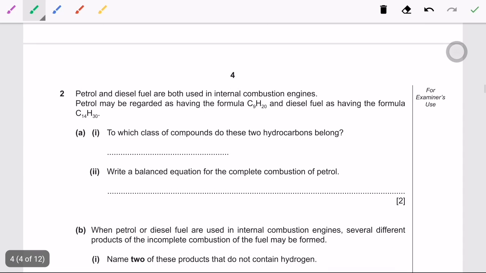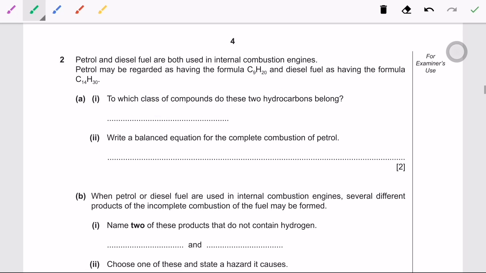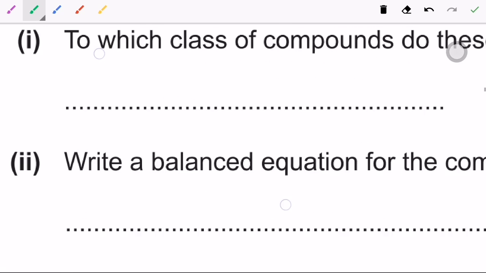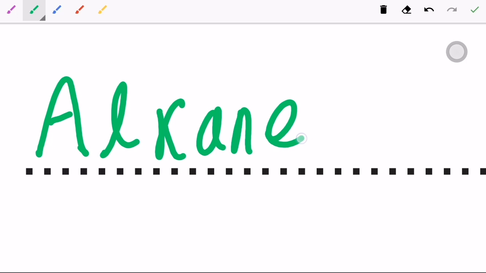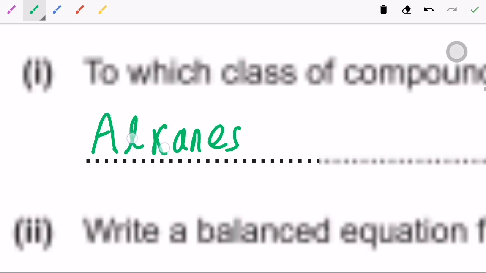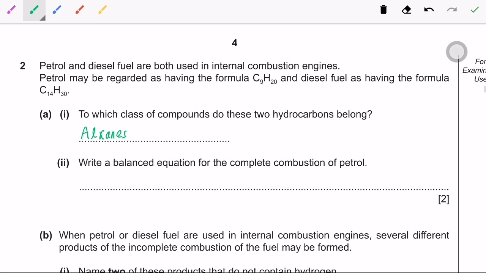Petrol and diesel fuel are both used in internal combustion engines. Petrol may be regarded as having the formula C9H20 and diesel as C14H30. To which class of compounds do these two hydrocarbons belong? Isn't it obvious? It's alkanes, right? So alkanes. Do not say hydrocarbons by any chance, because they've already given you the word hydrocarbons.